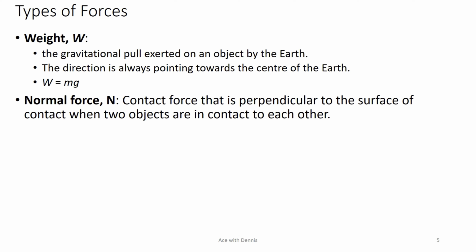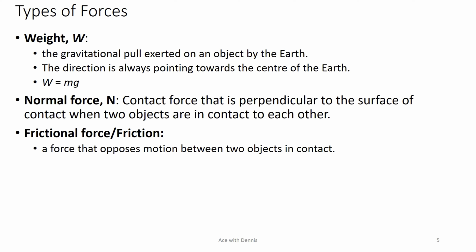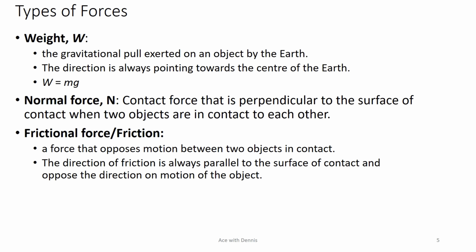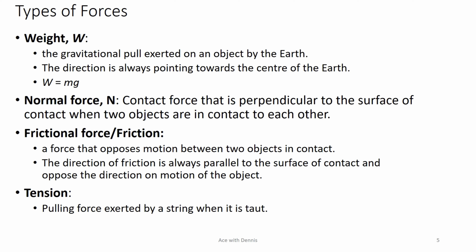Next, normal force N is a contact force that is perpendicular to the surface of contact when two objects are in contact with each other. Frictional force, or just friction, is a force that opposes motion between two objects in contact. The direction of friction is always parallel to the surface of contact and opposes the direction of motion of the object. Tension is a pulling force exerted by a string when it is taut. Its direction is always parallel to the string.